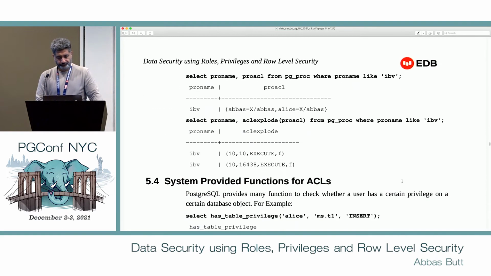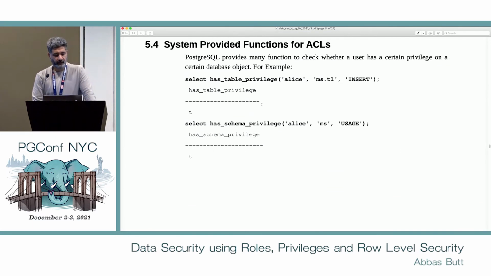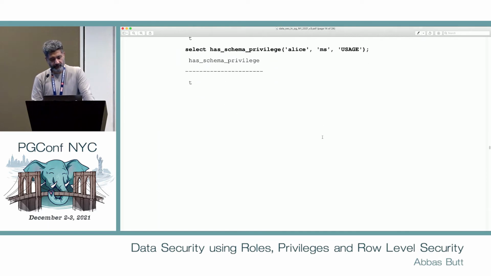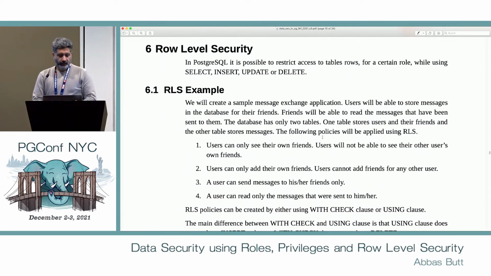Next, you have some system-provided functions like has_table_privilege. Is Alice able to insert in this table? Yes or no? Similarly, has_schema_privilege provides the same functionality. Next, we are going to look at row-level security.